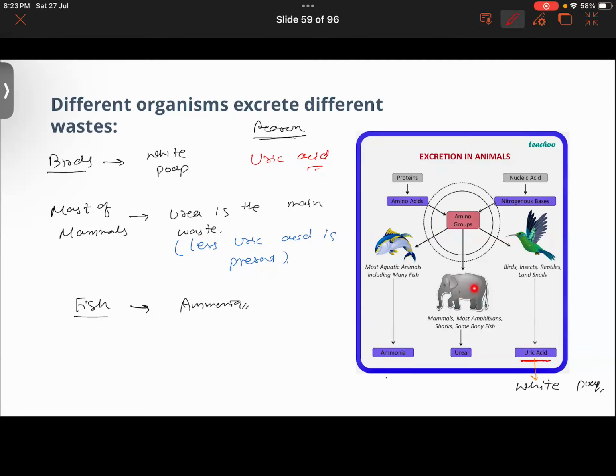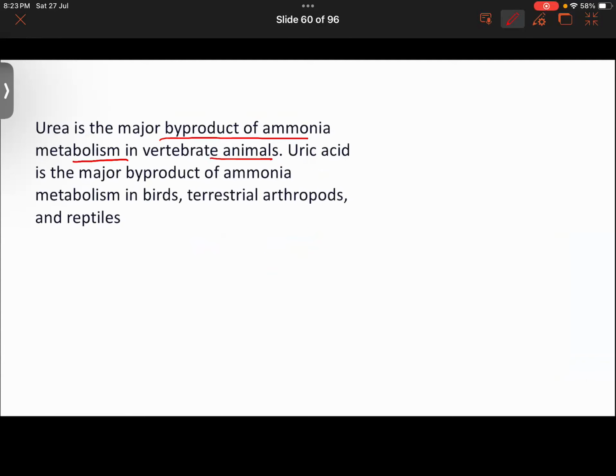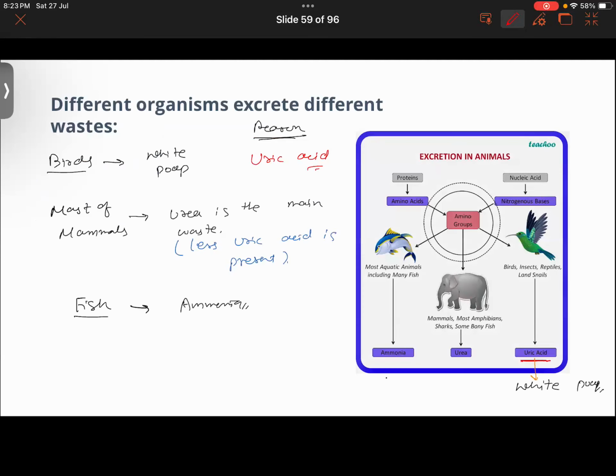Look at the skeleton of the elephant, the skeleton of human beings, the skeleton of the bony fishes. They do have a backbone, right? Good. So in their cases, what will be happening? The waste produced in their body would be particularly either urea or ammonia.